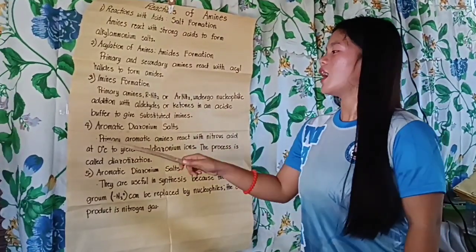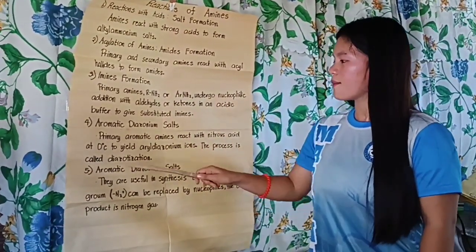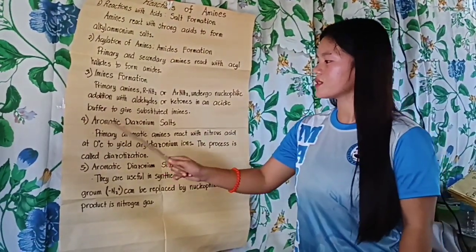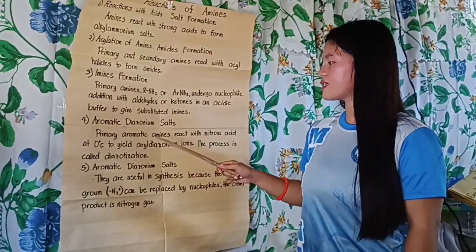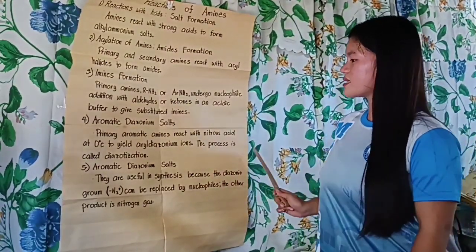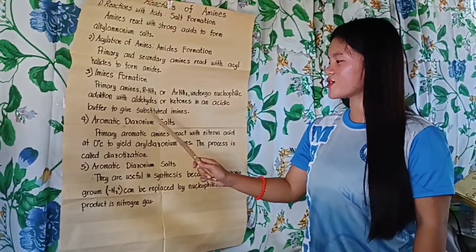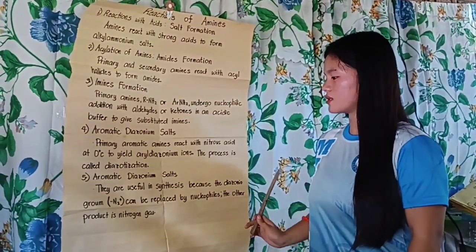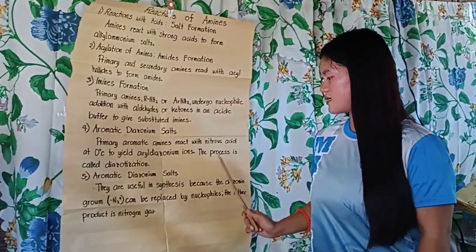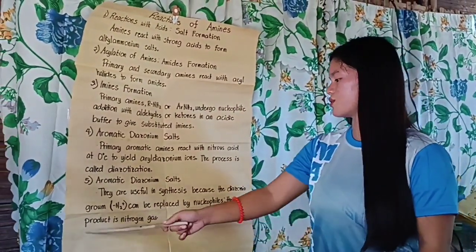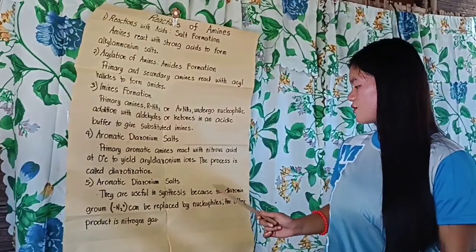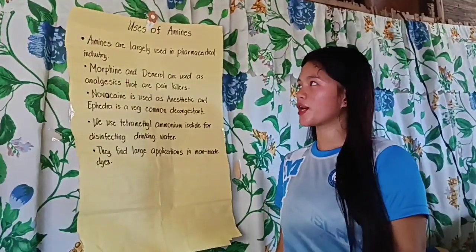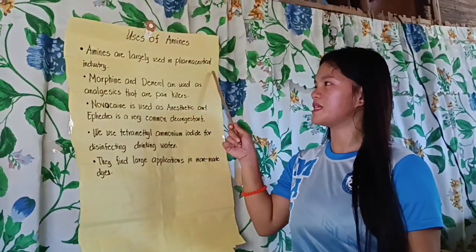imine. Fourth, aromatic diazonium salts. Primary aromatic amines react with nitrous acid at 0 degrees Celsius to yield aryl diazonium ions. The process is called diazotization. And fifth, reactions of aromatic diazonium salts. They are useful in synthesis because the diazonium group can be replaced by nucleophiles and the other product is nitrogen gas. And the last part, we have uses of amines.